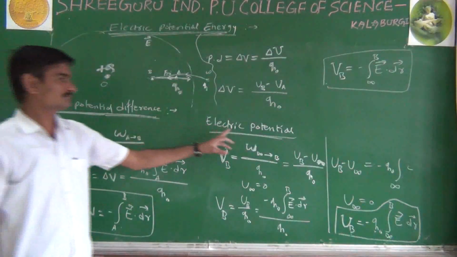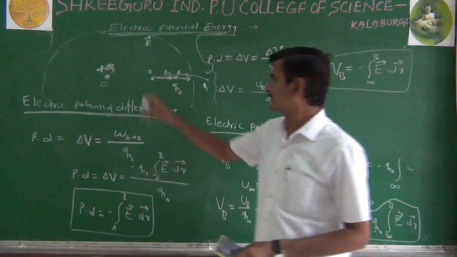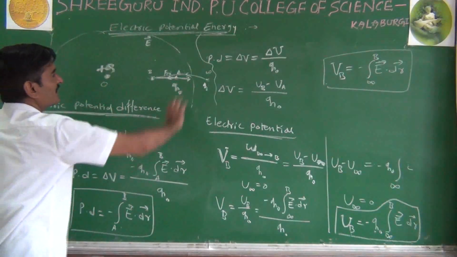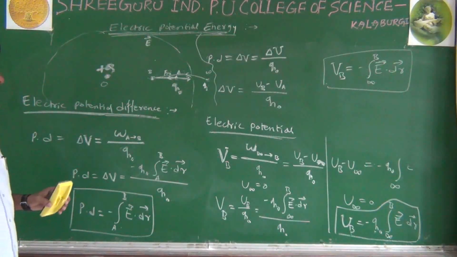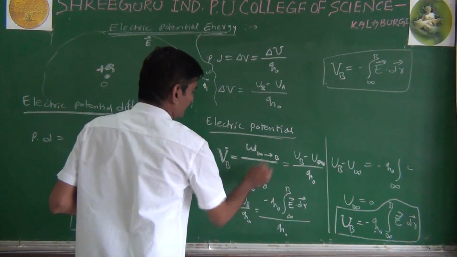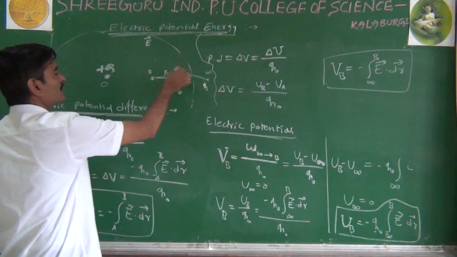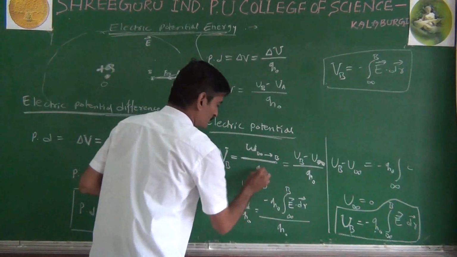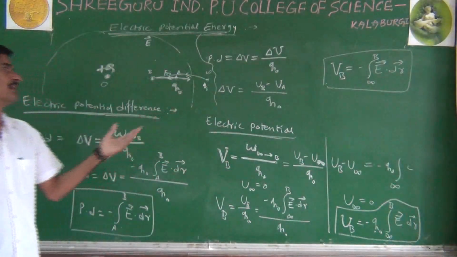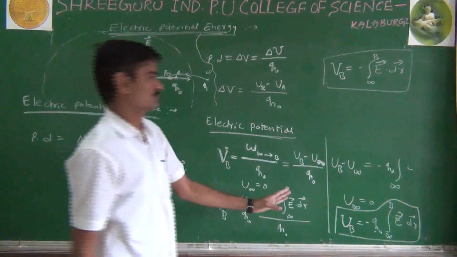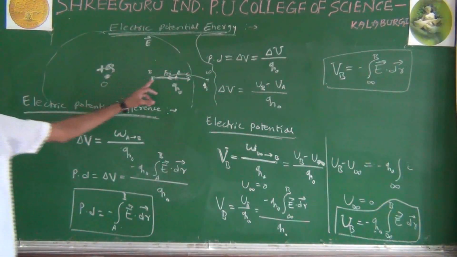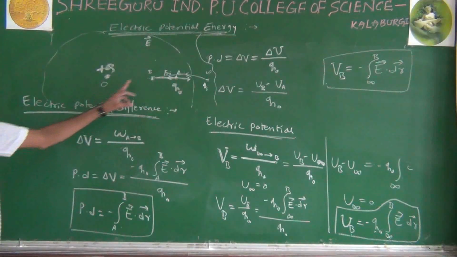Once again, electric potential at a point in the electric field is defined as the ratio of work done in moving a test charge from infinity to that point to the magnitude of the test charge. Or else you can say it another way by using a unit positive charge. So this is electric potential at the point B, and this is the potential difference between the points B and A.